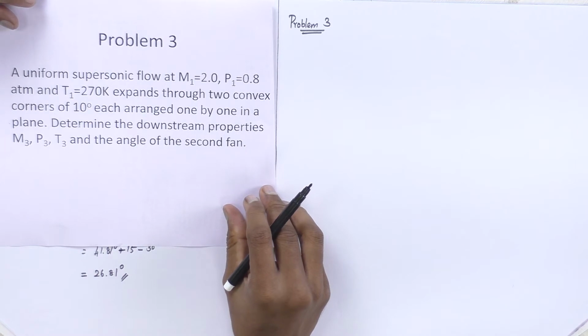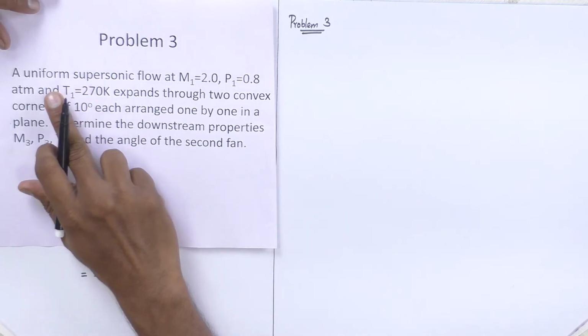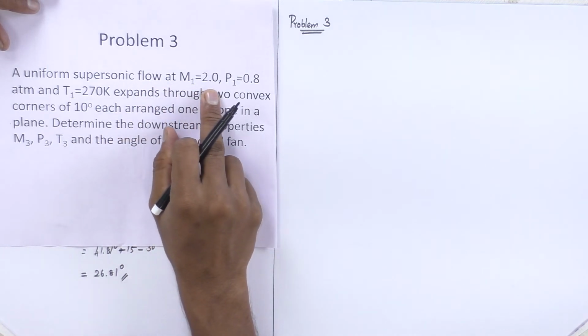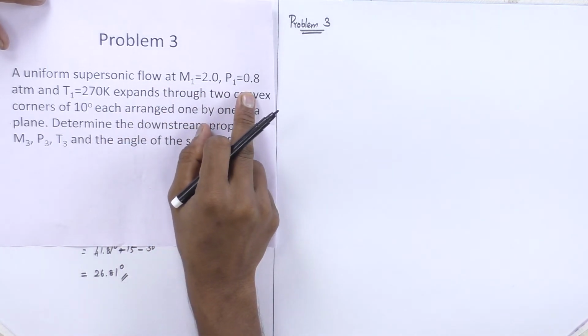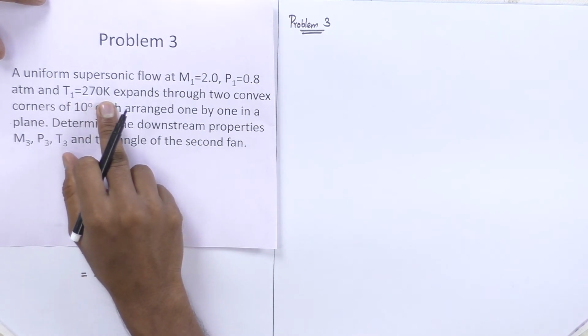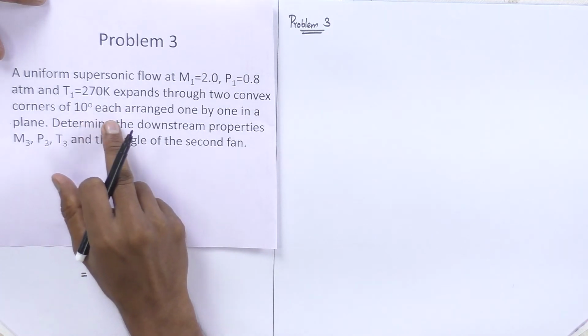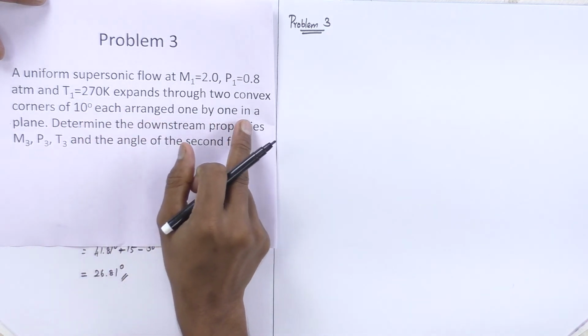Now let us move to problem number 3. A supersonic flow at Mach number equal to 2, P1 equal to 0.8 atmospheric pressure and T1 equal to 270 Kelvin expands through two convex corners of 10 degrees each, arranged one by one in a plane.